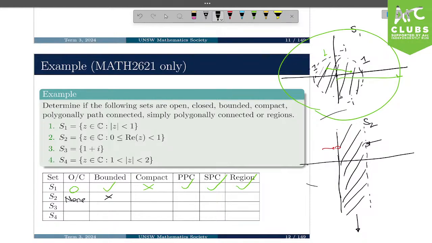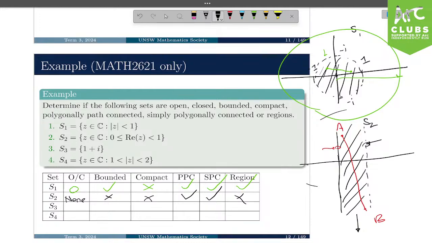Now, is it compact? Well, it's not closed, so it can't be compact. Now, is it polygonally path connected? Well, yeah, we can just draw a line between any 2 points. If we have some point A here and some point B here, we can draw a line between them, and any 2 points are going to be polygonally path connected. So yep, it is polygonally path connected. It's simply connected too, since there are no holes. And as for a region, it's not open, so it can't be a region.